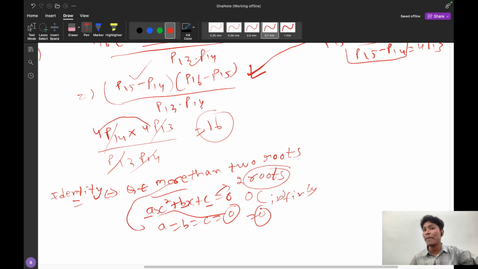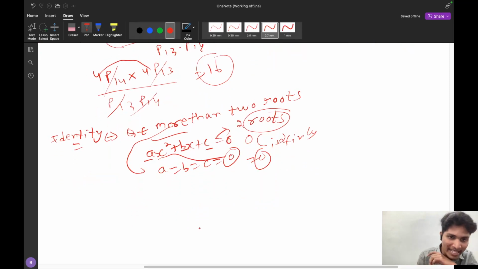So it is not depending on x at all. x can be any value, it can be more than 2, it can be more than infinity. There is nothing more than infinity. But you have to understand, if they mention that the quadratic equation contains more than two roots, you can simply say the coefficients are equal to 0: a equal to b equal to c is equal to 0. Like this you can answer.